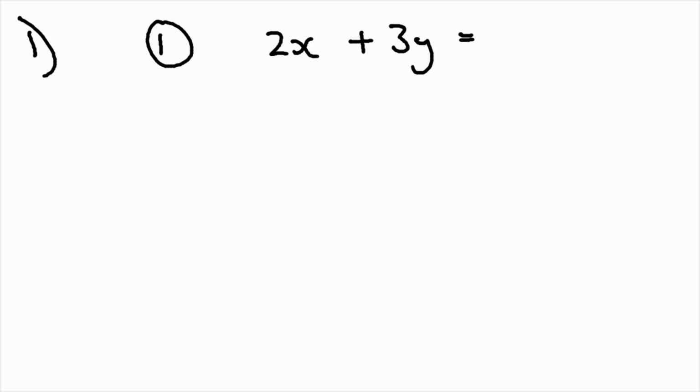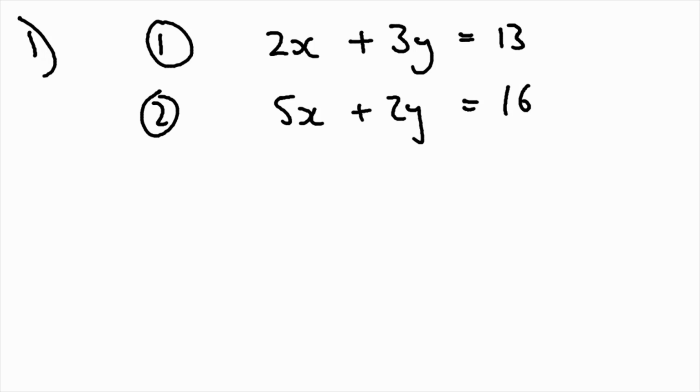In this video, we're going to be talking about simultaneous equations. When we talk about simultaneous equations, we're referring to multiple equations that use the same variables. So for instance, we have one equation where we've got 2x plus 3y equals 13, and another equation that says 5x plus 2y equals 16.